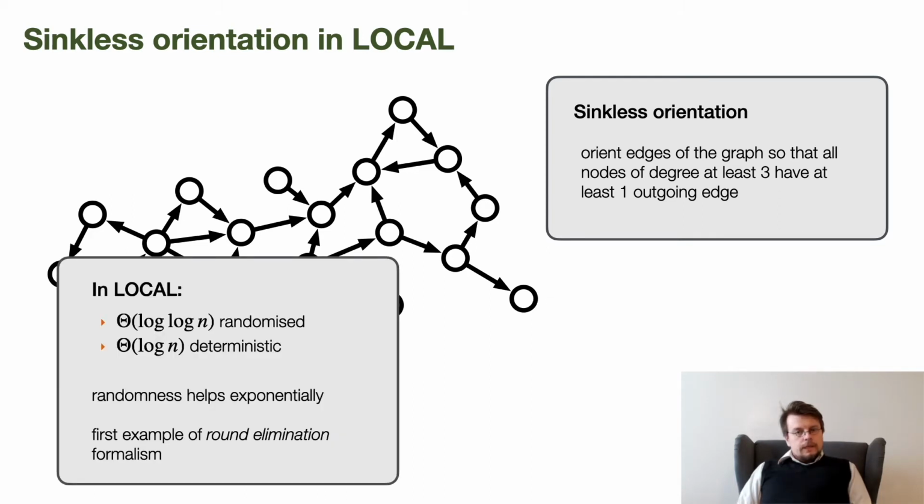Sinkless orientation is a canonical example of a problem with intermediate complexity. It has complexity log log n in randomized local and log n in deterministic local. And it's also an example of a problem where randomness helps exponentially, or by a log n over log log n factor if you prefer. Moreover, it was one of the first problems where we saw this round elimination formalism for proving lower bounds in the local model.